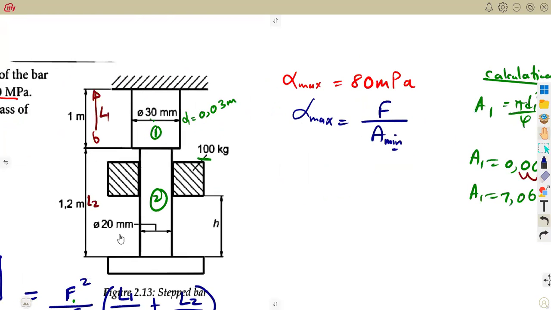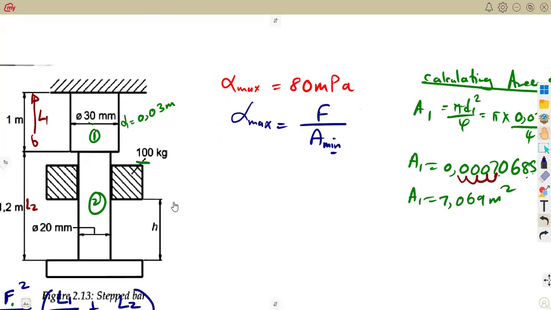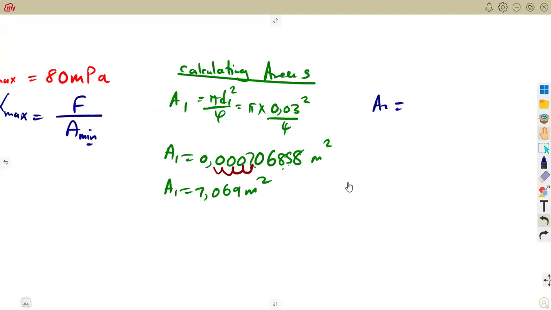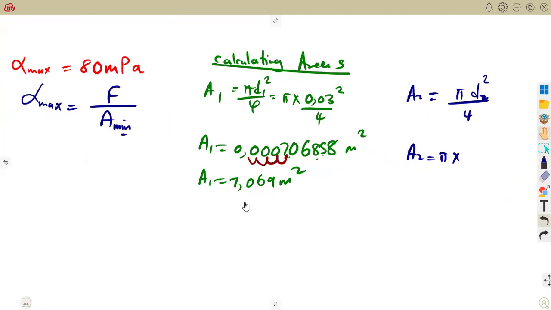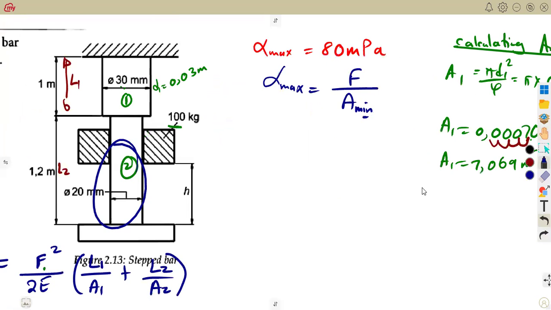We can see with the diameter 20 millimeters, that's where we have the minimum area, area 2. That's pi d squared over 4 using the second diameter. So that will be pi times the second diameter, that is 20 millimeters here, second diameter, 20 millimeters divided by 1,000. That will be what?